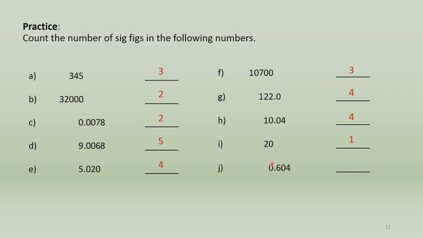0.604, zeros to the left are not significant. Confined zeros are, a total of 3 sig figs. Sig figs are easily handled by scientific notation, so let's talk about scientific notation.